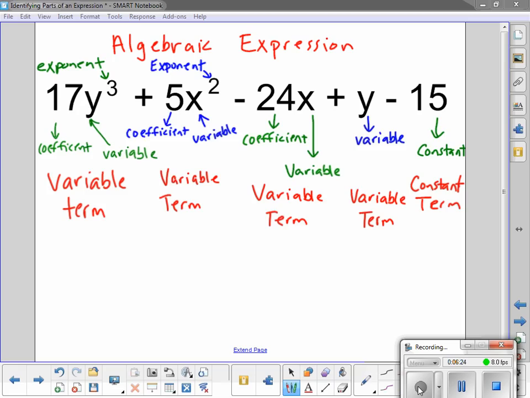I have a variable. But what's missing is I'm supposed to have a coefficient. I always have a coefficient in front of a variable. So if I don't see it, it's always going to be a 1. So in this variable term, I'm supposed to have a coefficient. And then finally, the last term, 15, is a constant, which makes up a constant term. These are the different parts of an algebraic expression.